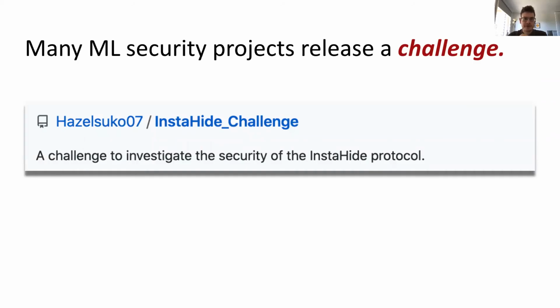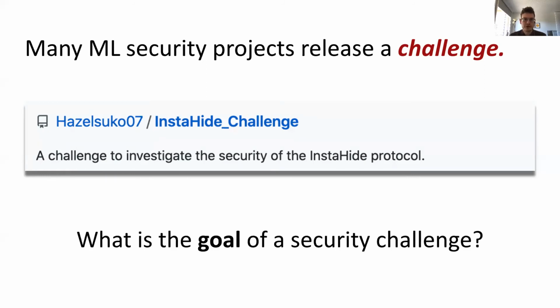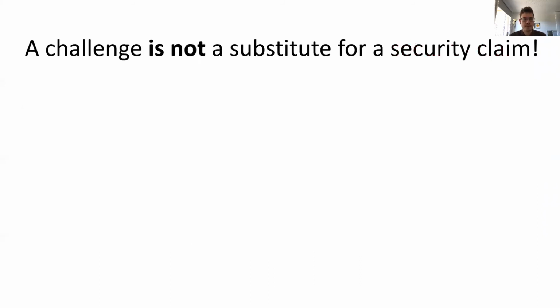For the second part of this talk, we'll look a bit more closely at the Instahyde challenge that was released by the authors. Releasing security challenges is not uncommon in machine learning security these days, and we'll now discuss some of the goals that we should strive for when designing security challenges and the role they should play in arguing security of a system. The main message I want you to take away here is that a security challenge should never be used as a substitute for a formal security claim.